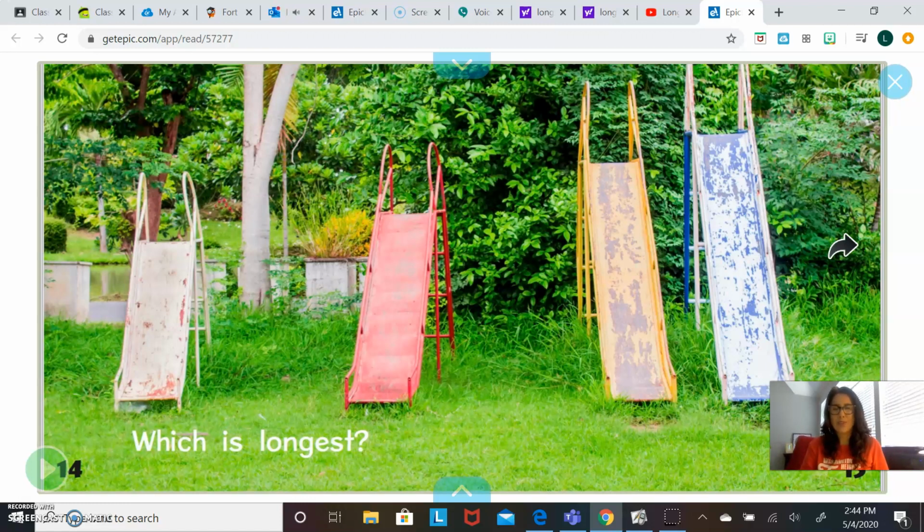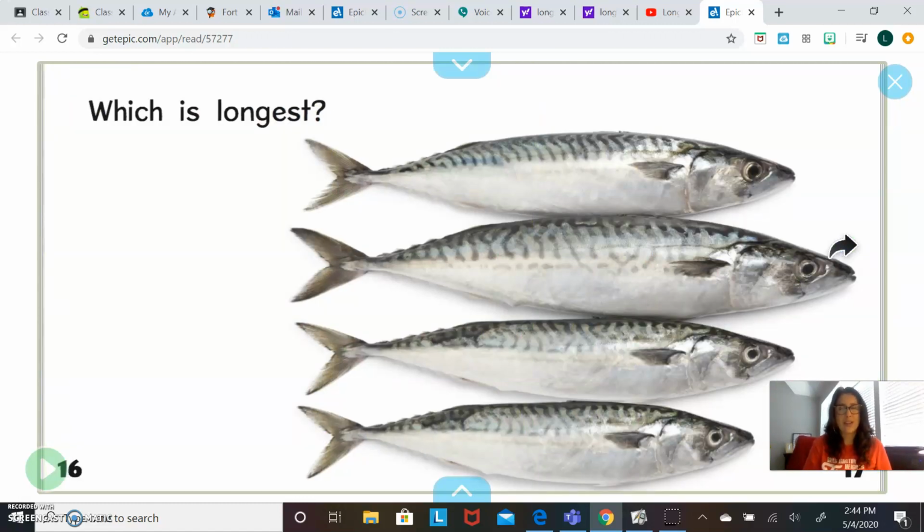I think the blue is too. All right. Which is longest? Which one of these fish is the longest? Do you see how they're all lined up right at the end, from end to end? Which one's the longest? The first one, the second one, the third, or the fourth?